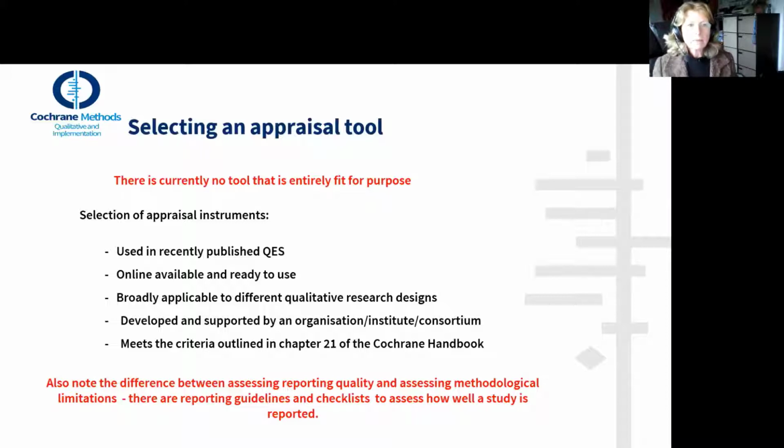So let's think about selecting an appraisal tool. As I've said already, there is currently no tool that is entirely fit for purpose. We've ended up in a very unfortunate circumstance with qualitative evidence synthesis. We've probably got about 140 tools to choose from. They've mushroomed. There's been an industry in making them, but only a couple were designed primarily to be used in qualitative evidence synthesis. So here's a bit of guidance for you.